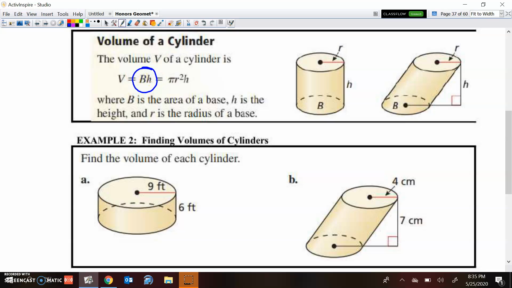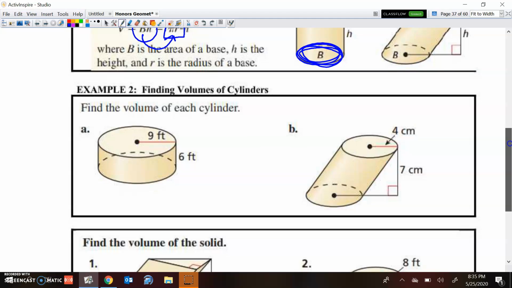Now in this case, the area of a base, if we're talking about a cylinder, it's always the same. It's always a circle. If we're dealing with a cylinder, my base is always circular. So area of a circle is pi r squared and then times height. So they've just taken this formula we already knew and made it specific to the formula for a cylinder, because our base is always a circle.